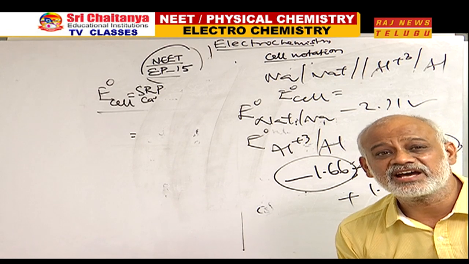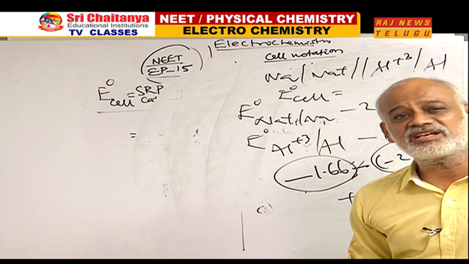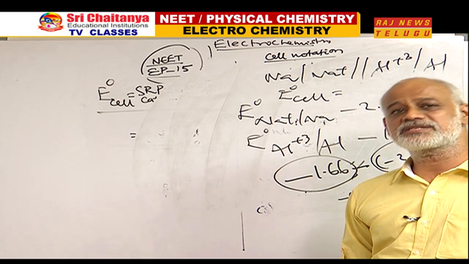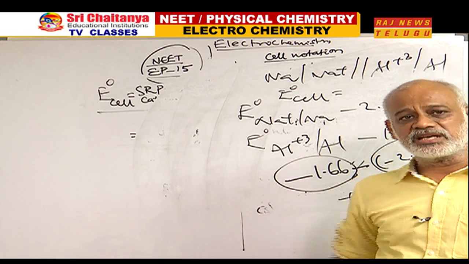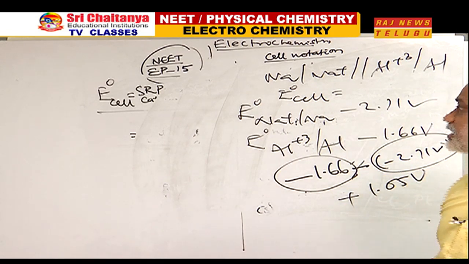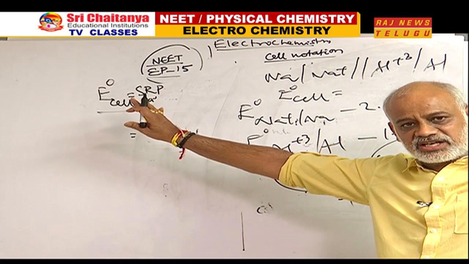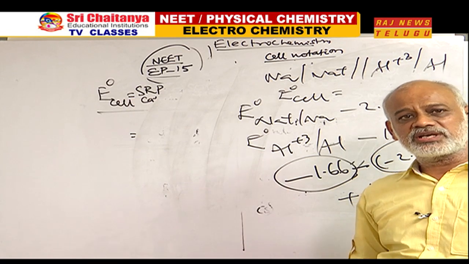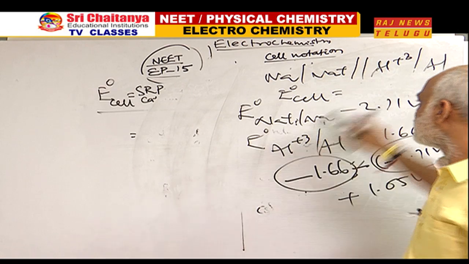Did we get this value to be positive or negative? Positive. What does it indicate? The cell potential is positive. The cell reactions are spontaneous, meaning sodium getting oxidized to Na plus and Al plus 3 reducing to Al are spontaneous reactions because the E naught value is positive. Did you understand? Yes, sir.